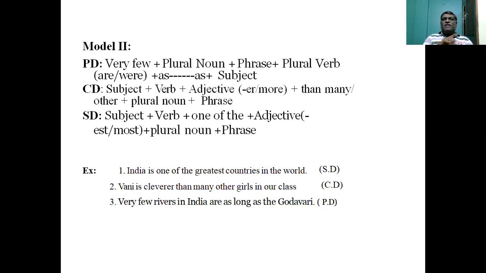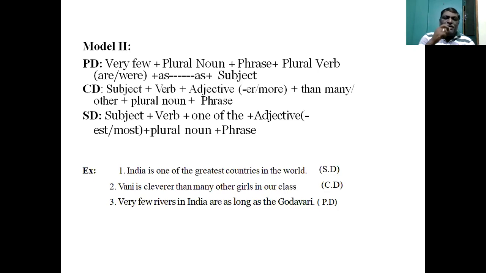And in the superlative, "one of the." So India is one of the greatest countries in the world. India is not the greatest country. India is one of the greatest countries. Then you say India is greater than most other countries, than many other countries, but not all other countries. You can't say all other countries. If you say all other countries, it is different. I'm sorry, I think in the earlier model, I said "than any other" and "than most other." No, "than all other": any other and all other. Here, most other and many other.